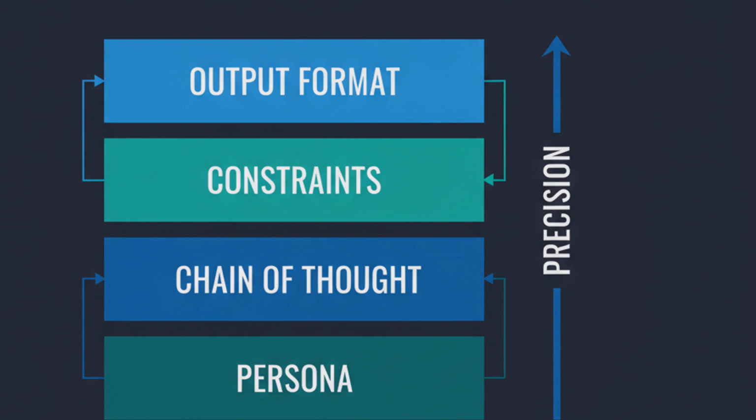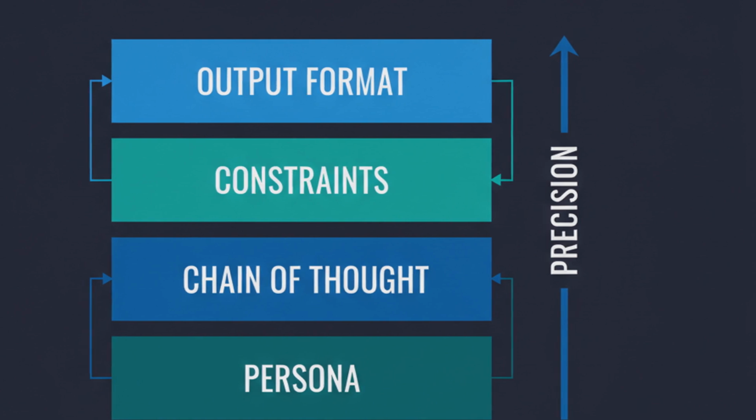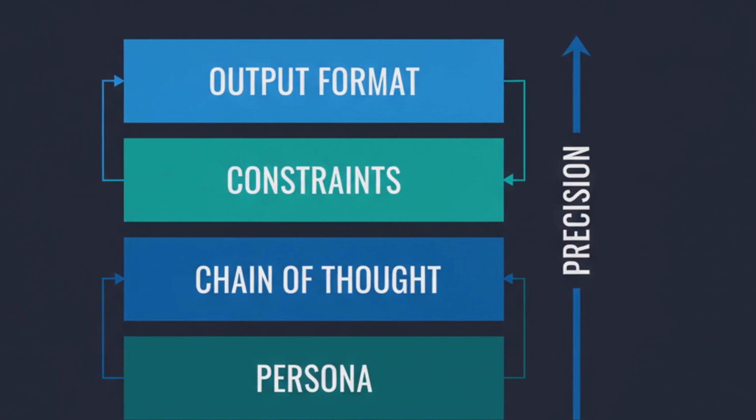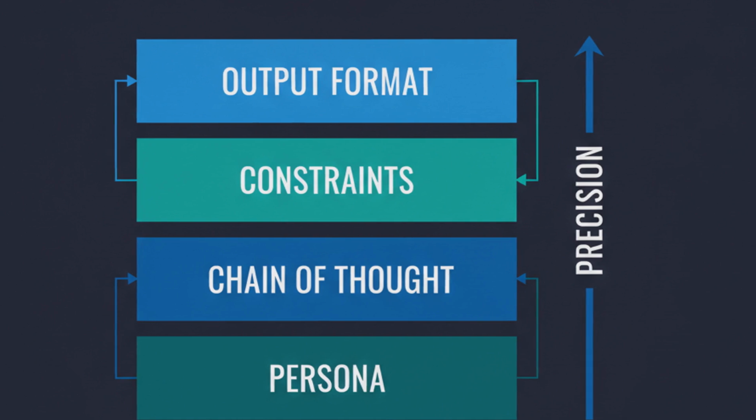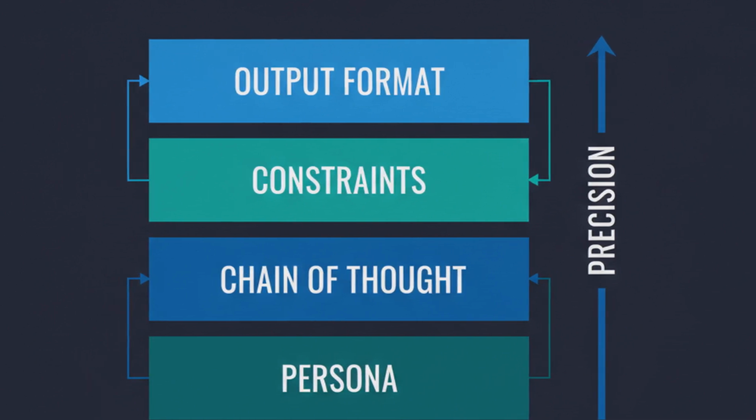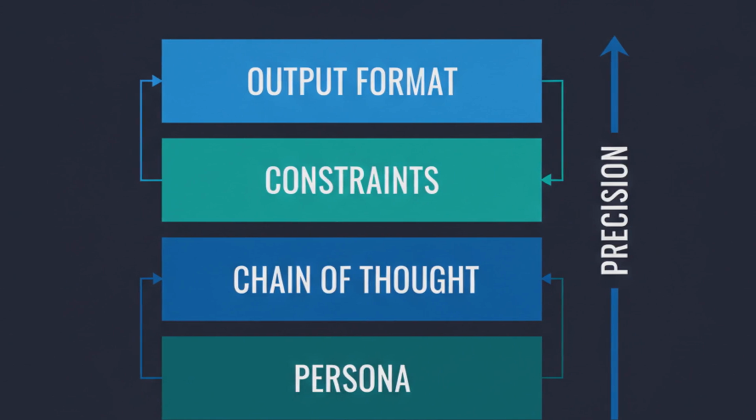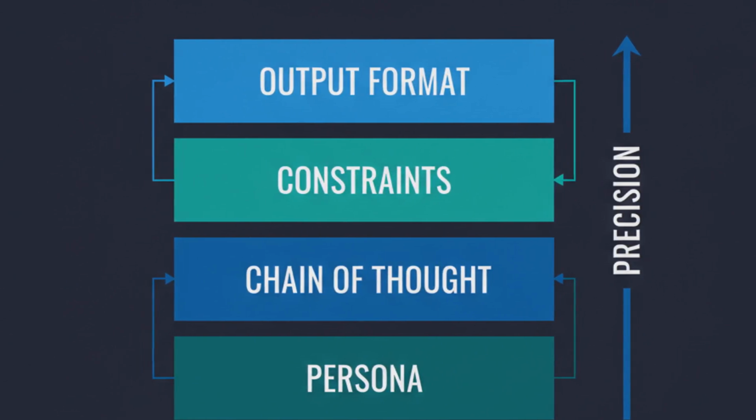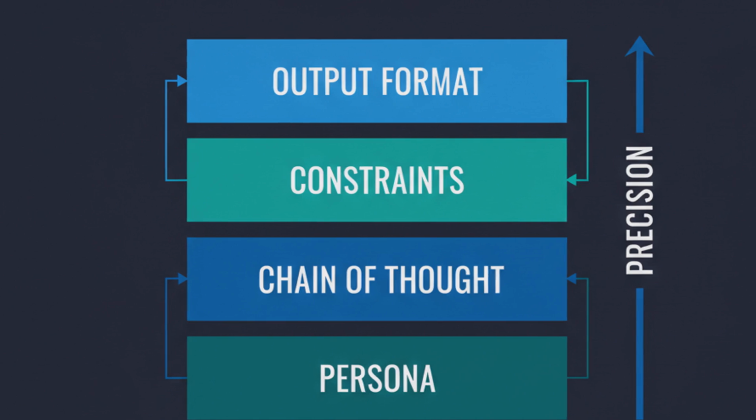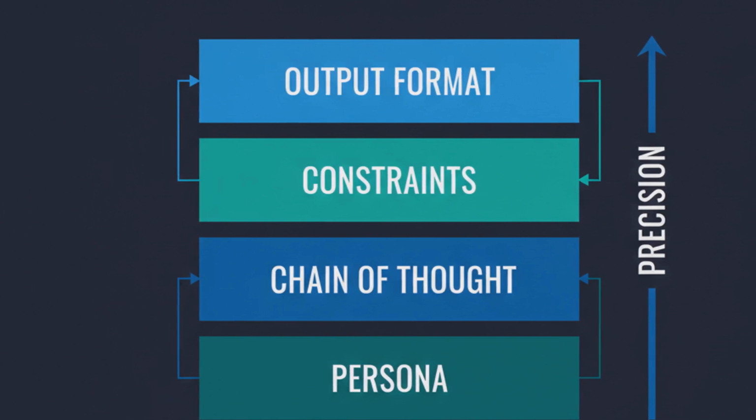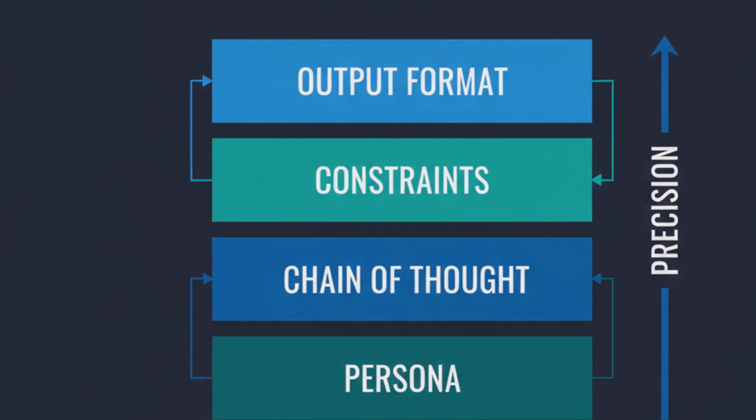Here's the secret. These patterns combine. Your best prompts will use 3 or 4 patterns together. Persona plus chain of thought plus constraints plus output format. You are a security auditor. Review this code step by step for vulnerabilities. Only flag OWASP top 10 issues. Return as JSON with severity ratings. Each pattern adds a layer of control. Start with one, then stack. The more patterns you combine thoughtfully, the more predictable and useful your outputs become.